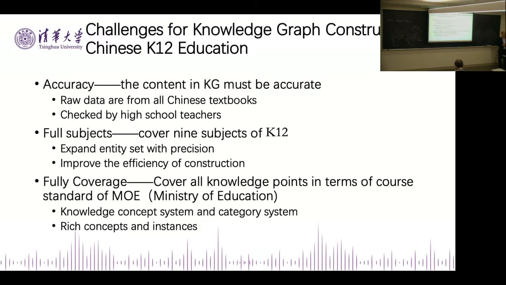The second challenge is that we need to cover all the subjects of Chinese elementary education. So we need to expand the scale while keeping precision, and we need to improve the efficiency of the knowledge graph construction. The third challenge is full coverage of all the knowledge points in terms of the core standard of the MOE, the Ministry of Education. As we know, there is no MOE in the United States, but in China, we have the Ministry of Education to manage all the contents of the textbooks. Then we have to build the knowledge concept system and category system according to the core standard.